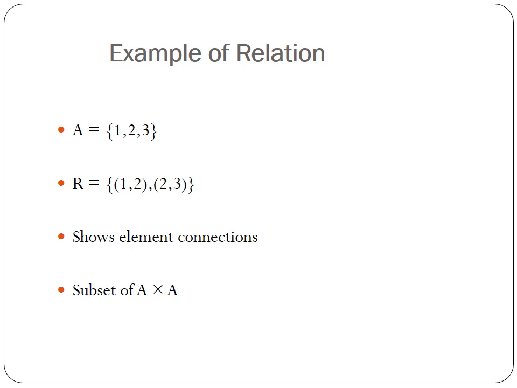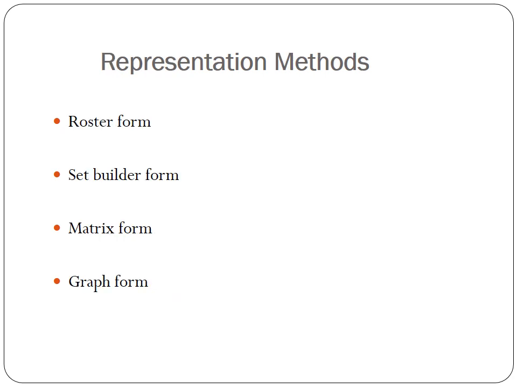Example of a relation: A equal to {1, 2, 3} and R is the relation {(1, 2), (2, 3)}. So the set of connections is a subset of A cross A. This is a mapping from A to A. It is a relation on A cross A. Representation methods: roster form, set builder form, matrix form, and graph form.